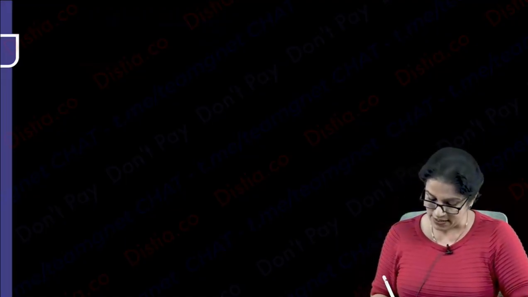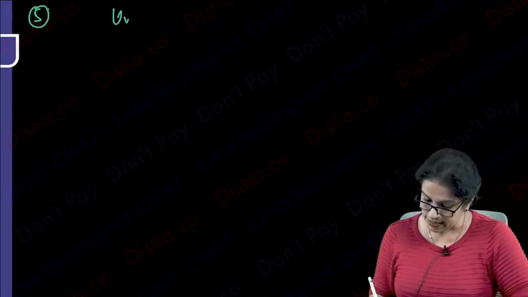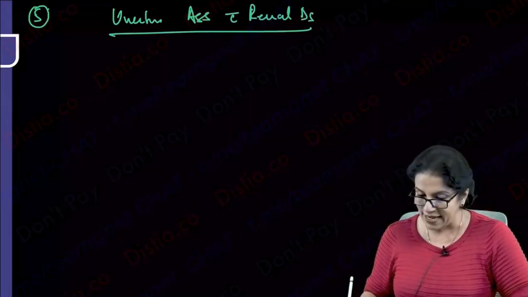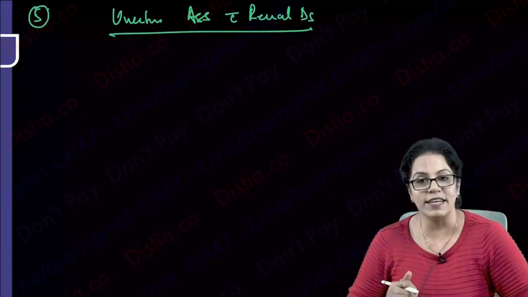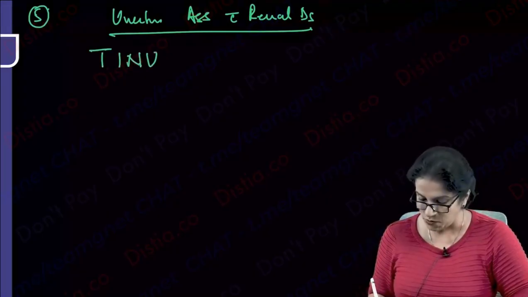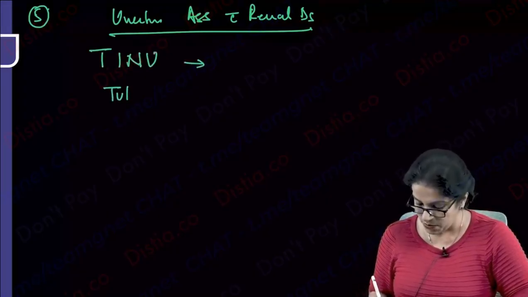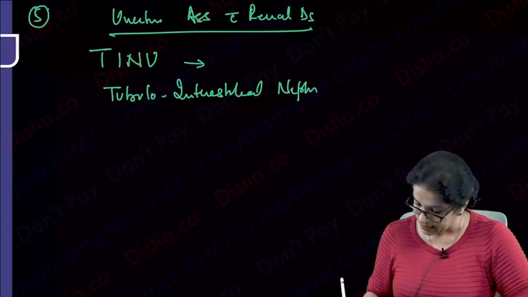Next association after this is your renal disease. So, uveitis associated with renal disease. Now, I want you to learn only one line here. So, the renal disease mainly tubulointerstitial nephritis and uveitis, easy to learn, is called TINU. Okay? So, it is tubulointerstitial nephritis with uveitis.